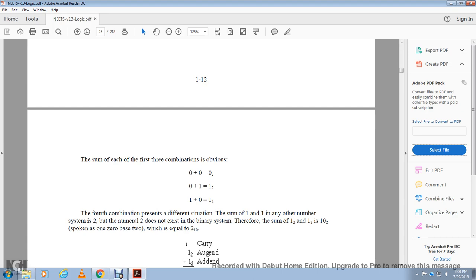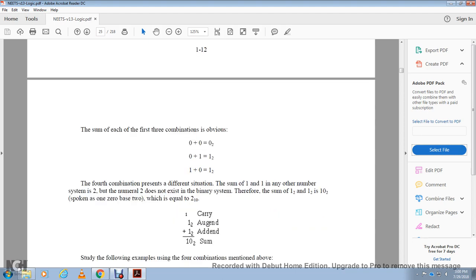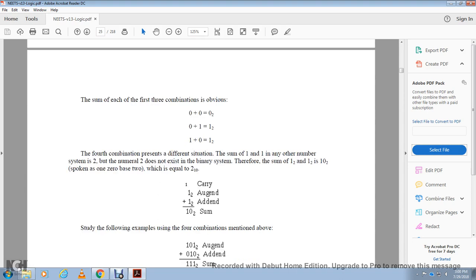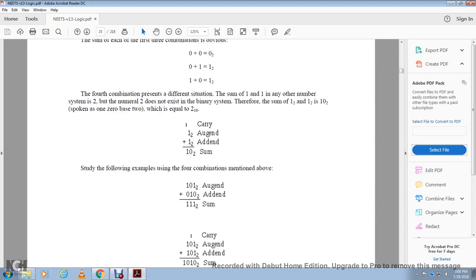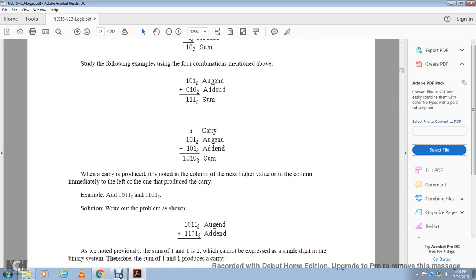So you'd have an augend of 1 base 2 plus 1 base 2 added in. You get a carry of 1 and a sum of 10 base 2. In the following example, using the four combinations mentioned above, 101 base 2 augend plus 10 base 2 addend equals 111 base 2 sum. In another, 101 augend plus 101 addend equals 1010 sum, carried.